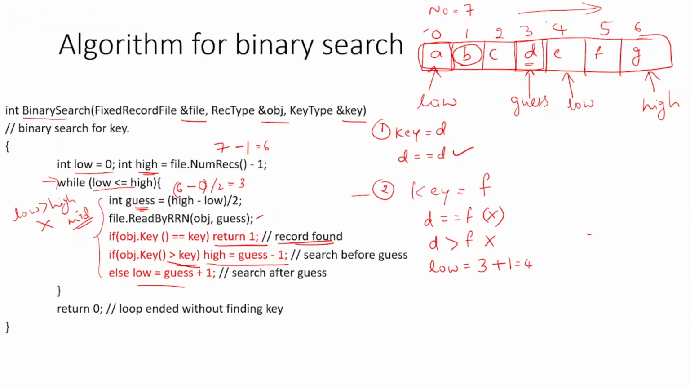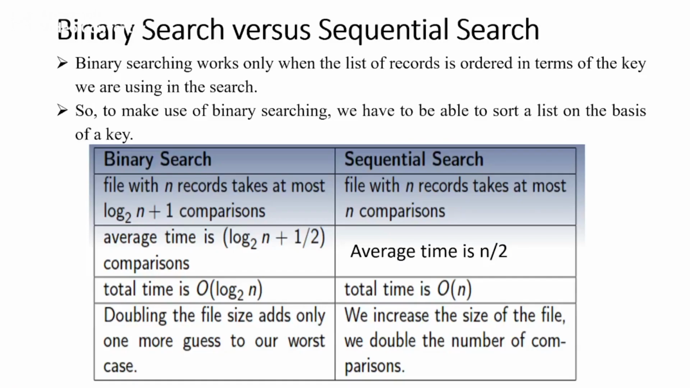So what will happen now? When low is this, it will iterate your while loop again. In the while loop, it will consider low as 4 instead of 0. So all this part is now eliminated from your process. Only this part you are going to consider, only the right half.